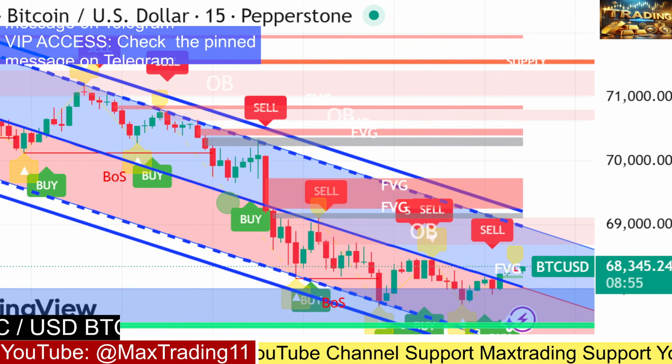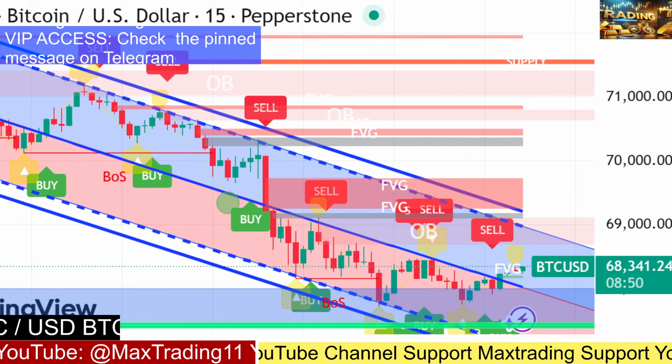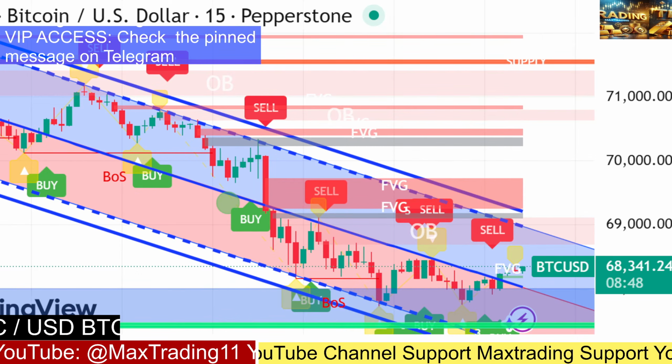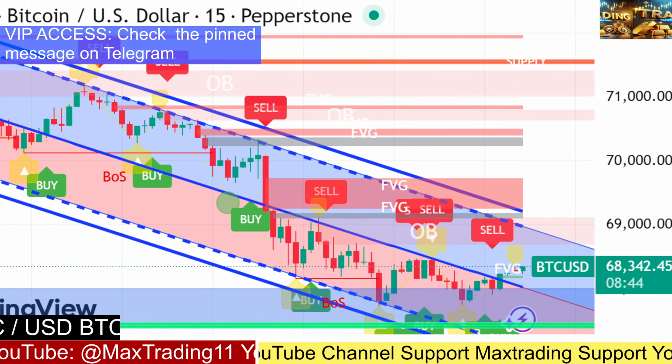Risk management: maximum 2 to 3% per trade. Bitcoin tends to overshoot channels due to volatility, so allow some buffer: channel plus ATR-based padding.